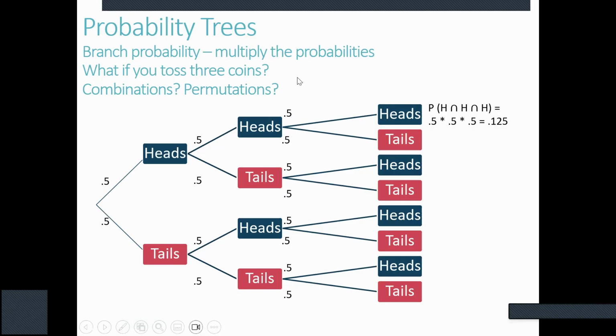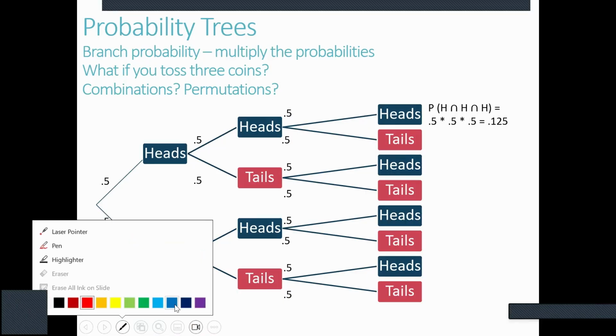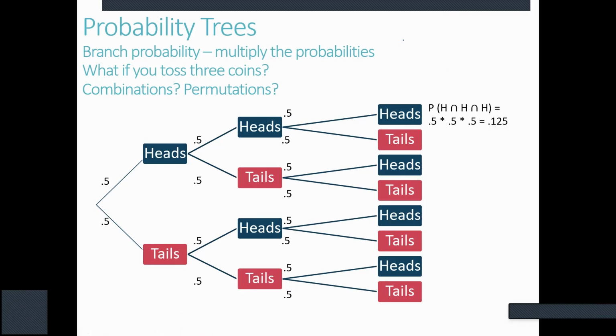But let's do a simpler example first, where we have three events. We're going to toss a coin, and then we're going to toss another coin, and then we're going to toss another coin. These are independent events. Let me get a pen up here. So these are independent, meaning that what happens on the first coin toss does not influence the second one.